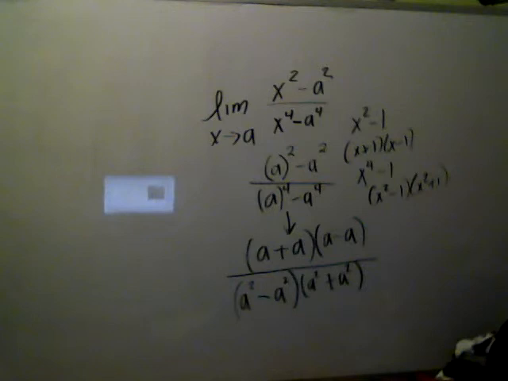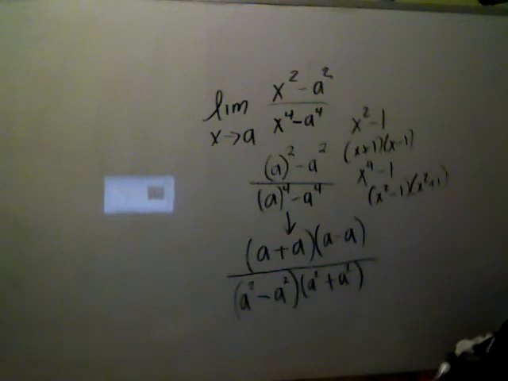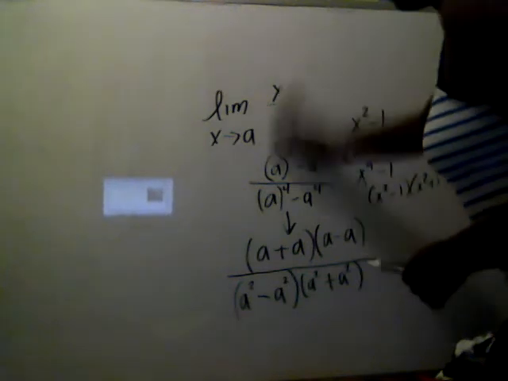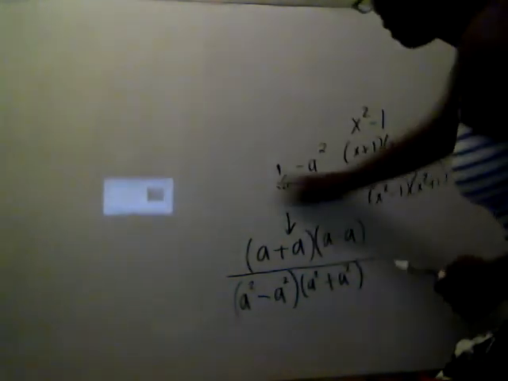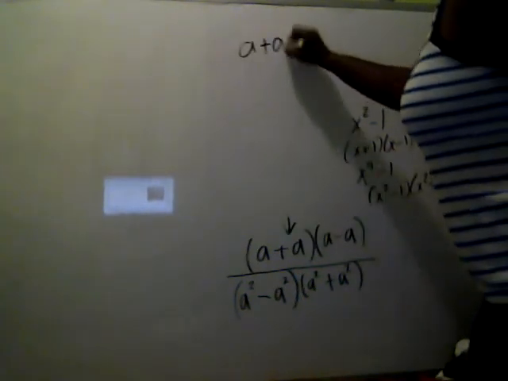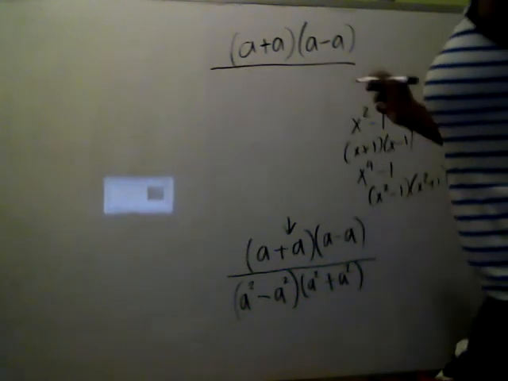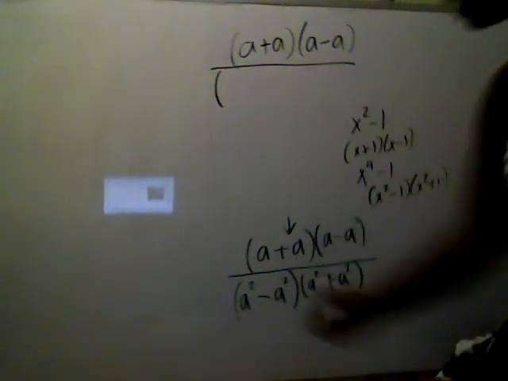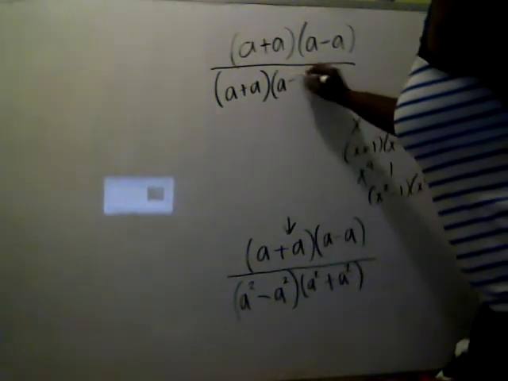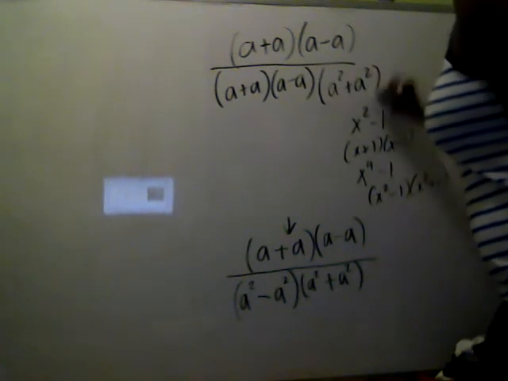Now nothing looks like it can cancel, but these are two squares. They're the difference of squares, we're subtracting them. We can factor that even further. So let me jump up here. I'm just going to erase this and I'll rewrite what we have so far. So far on the top we have a plus a times a minus a all over. Now we have a squared minus a squared. We can factor that to be a plus a times a minus a. And then we still have this here, a squared plus a squared.